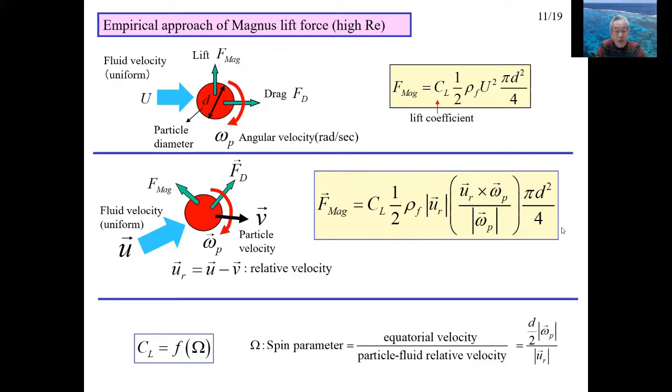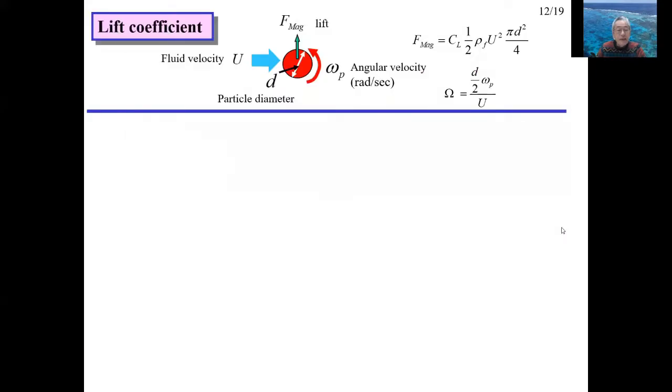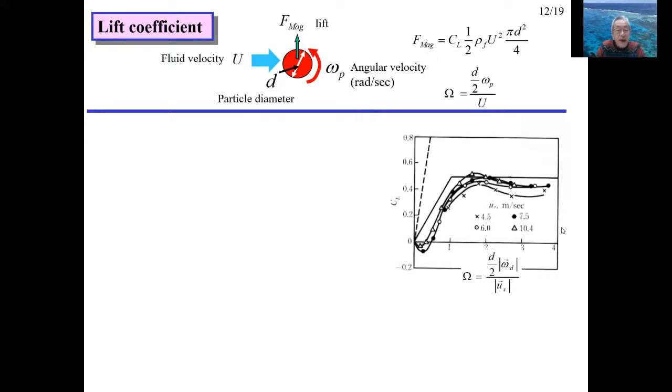The lift coefficient is usually given as a function of the spin parameter omega. The spin parameter is defined by the ratio of the equatorial velocity to the relative velocity of fluid and particle. There are not so many experimental data on the lift coefficient compared with the drag coefficient. Experimental data on the relationship between the lift coefficient and the spin parameter omega is shown in the figure. This result is quite old.